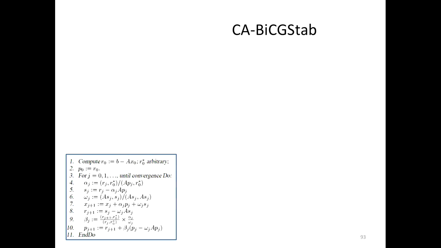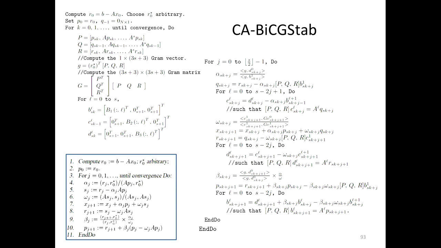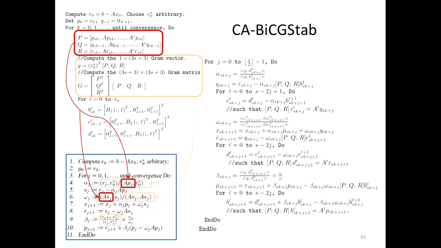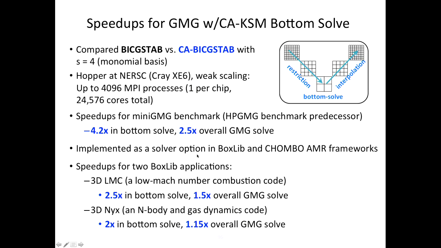So that was GMRES. I'm just going to show you a little candy. BiCGStab works too. It's a little bit more complicated to make all the algebra work, but it is possible to reorganize that. And there's more tricks to make it numerically stable. And here are the speedups, for the bottom solver for geometric multigrid, and then some real applications of 2.5x speedup for low Mach number combustion and for gas dynamics.